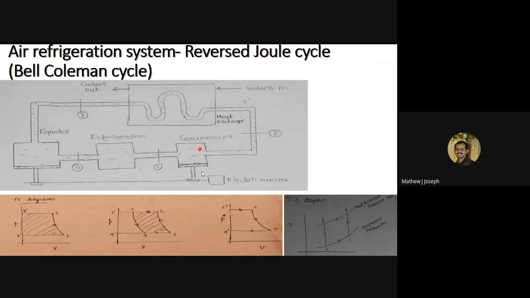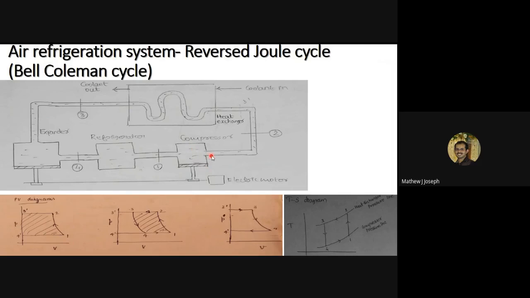Okay, the compressor is assumed as a piston cylinder arrangement for representation sake. Actually a compressor may or may not be a piston cylinder arrangement, but for representation purpose we are assuming the compressor to be a piston cylinder arrangement as shown here. That piston and the connecting rod is attached to a shaft which is rotated by an electric motor. Then this compressor will be compressing our working fluid, which is nothing but the air.